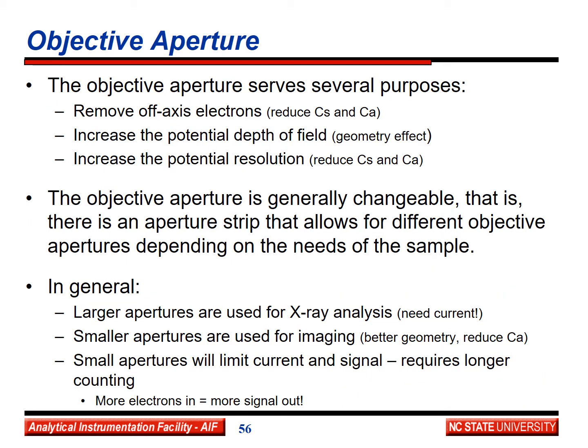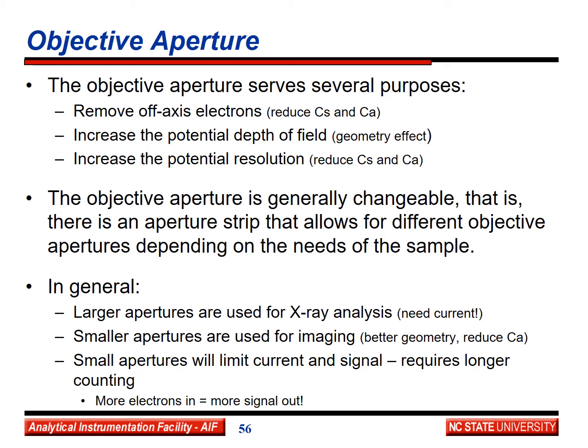The apertures in the system, and the objective aperture in particular, serve several purposes. They remove off-axis electrons, which reduces aberrations. They increase the potential depth of field, which is a pure geometric effect. They're also going to increase the potential resolution by reducing the aberrations in the system.